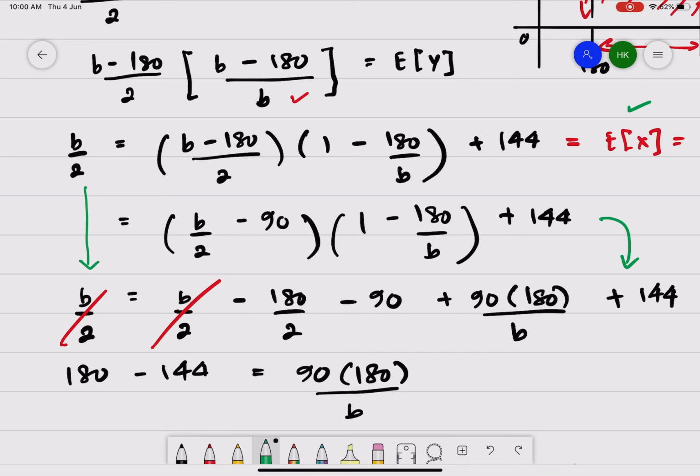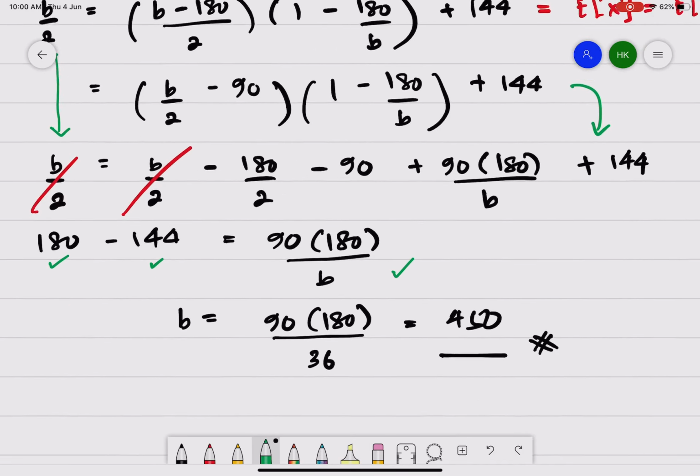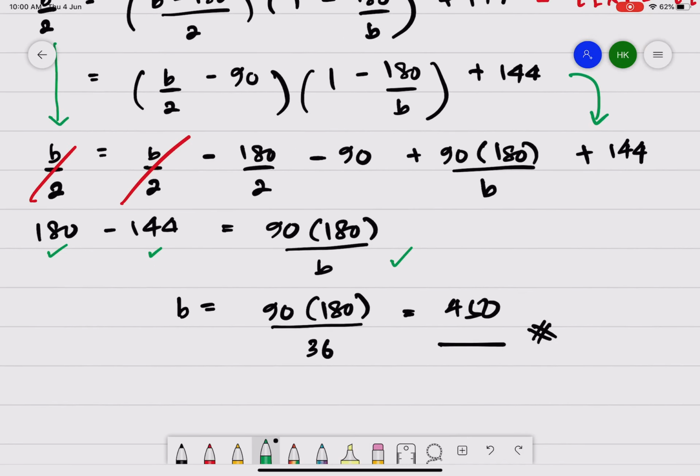After that we can cancel the B over 2 and B over 2 here, and that leaves you with the rest. So this is 180, right? So we have 180 minus 144, and after that it leaves you with 90 times 180 over B. Of course, because we have one equation and one unknown value B here, we can solve for B. This is how you solve question 18.11.